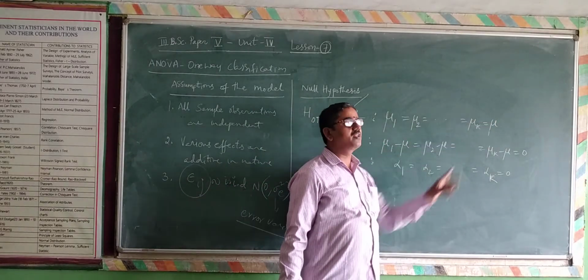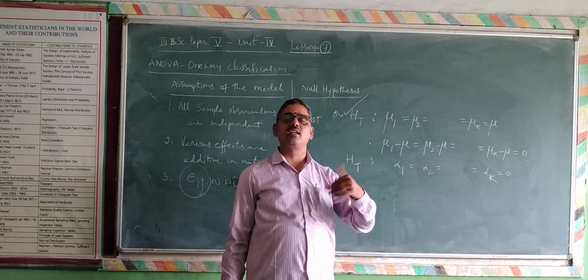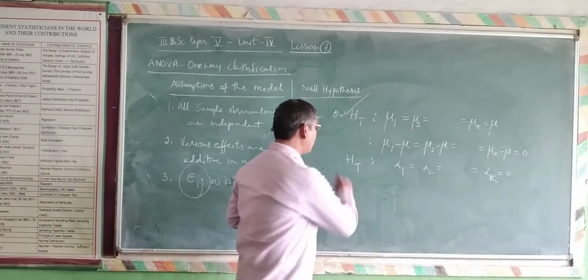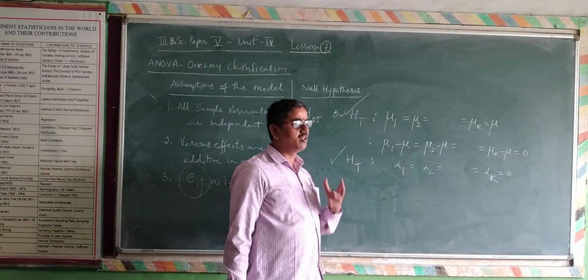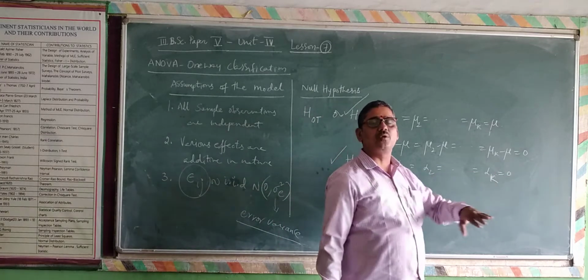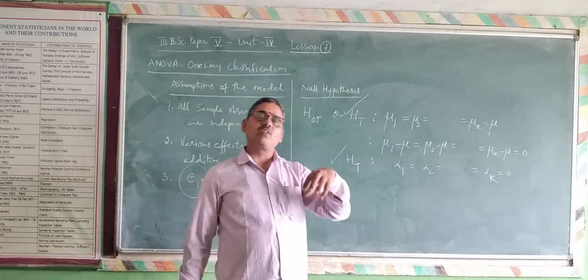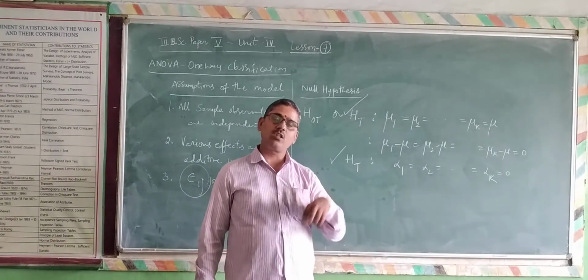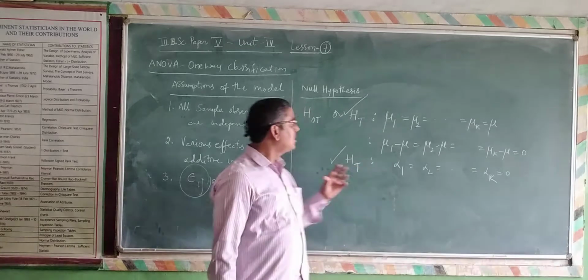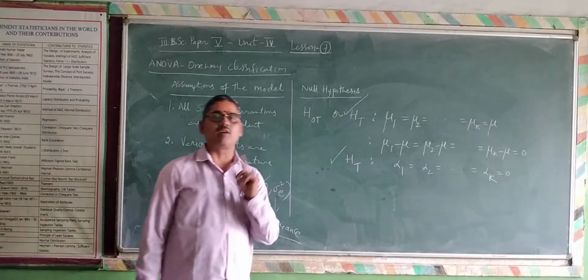It is mu here and 0 there. So therefore alpha 1 is equal to alpha 2 is equal to alpha k is equal to 0. If you state this one, it is enough. In the examination, if you write Ht: alpha 1 is equal to alpha 2 is equal to alpha k is equal to 0, which is nothing but all the treatment effects are same. That is the null hypothesis for one-way classified data due to the one particular factor.